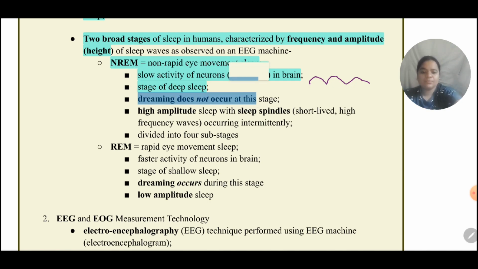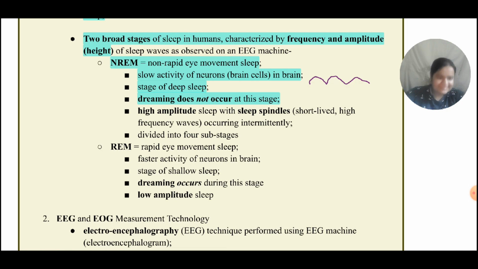Dreaming is not found to occur at this stage. This also follows logically. We just saw that dreaming means seeing things, hearing things, feeling things when we are sleeping. So if that is to happen, as I'm sleeping, I'm to see, think and feel so much, my neurons will be very active.